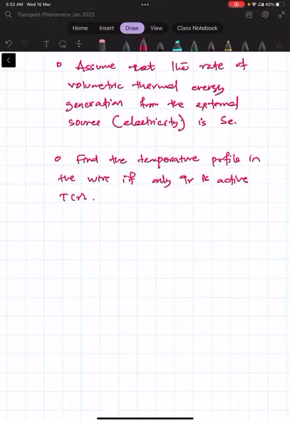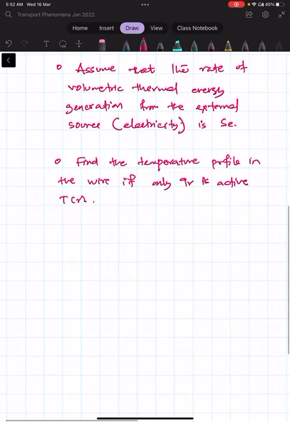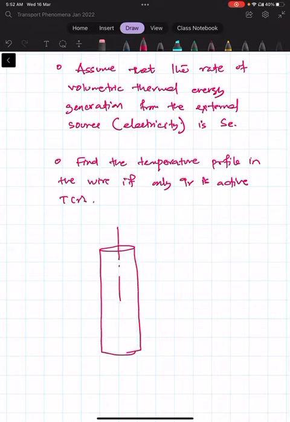We have already discussed the problem statement: we have a circular wire of radius r, and let's say we can also put a length L. Through the wire there is transmission of electricity, and some of the electrical energy is getting converted into thermal energy, and that is resulting in heat conduction within the wire.